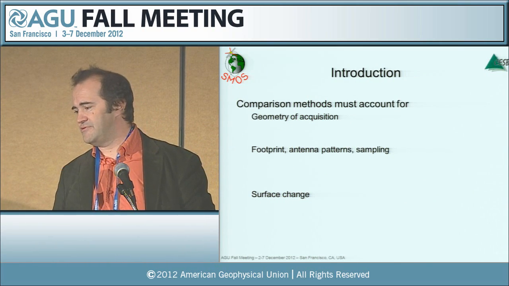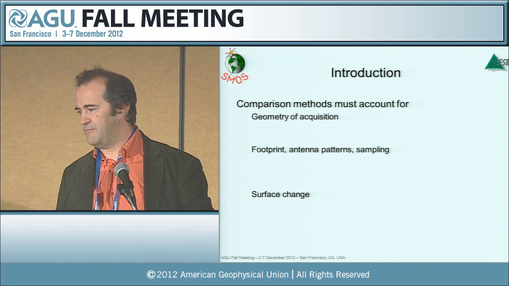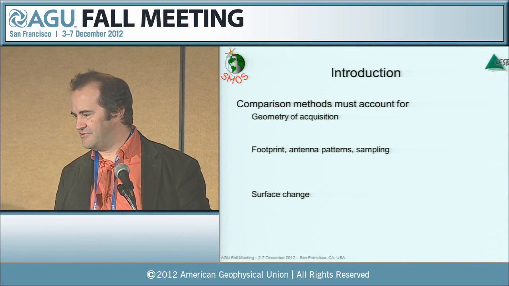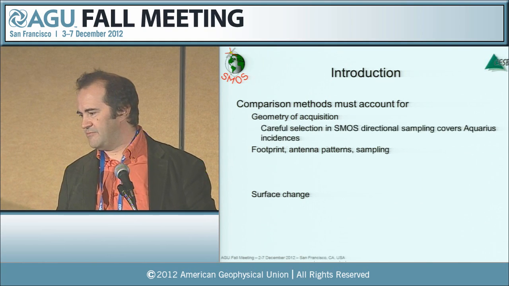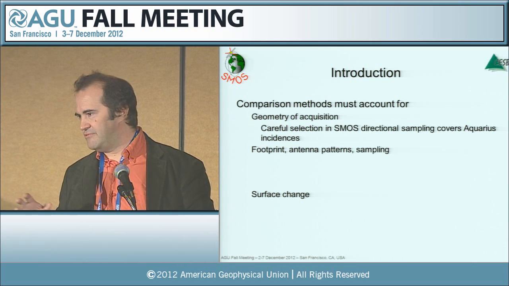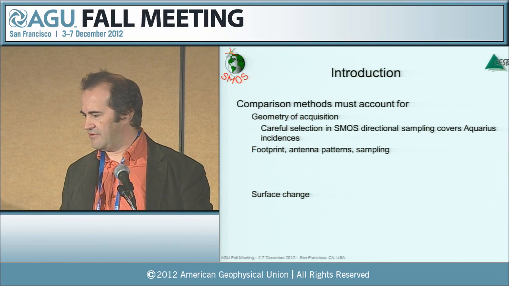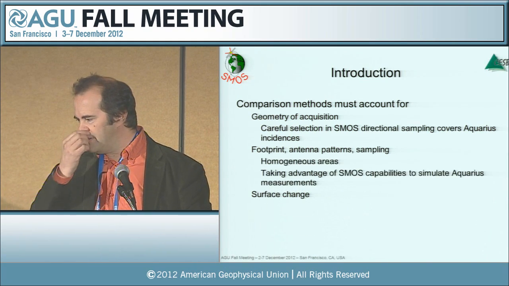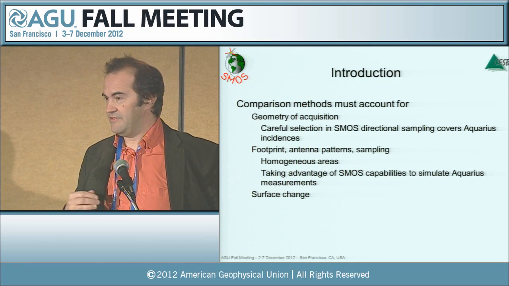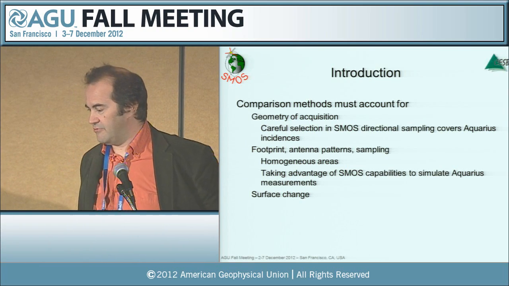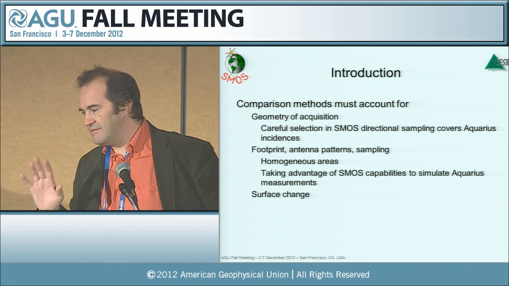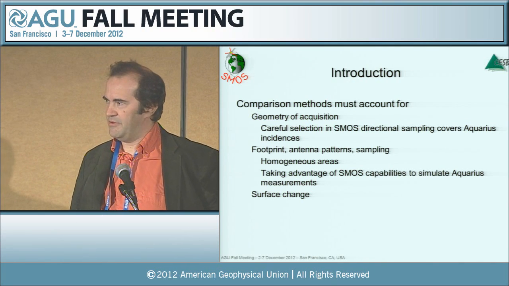As a method issue, we need to ensure that comparison methods account for basically 3 large kinds of issues. One is the geometry of acquisition, and this can be addressed by a careful selection in the SMOS database to find the directional sampling that covers Aquarius incidences. The next one is the footprint and the antenna patterns. So there are 2 ways to take into account the footprint differences. One is to select a homogeneous area, and I will show you one. And the other one is to take advantage of SMOS capability and slightly higher resolution to simulate Aquarius measurements.